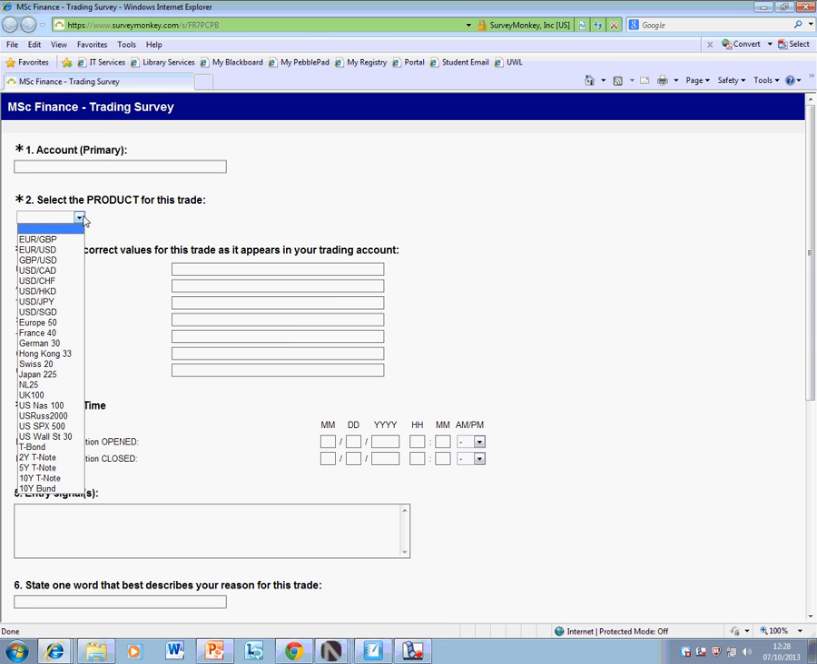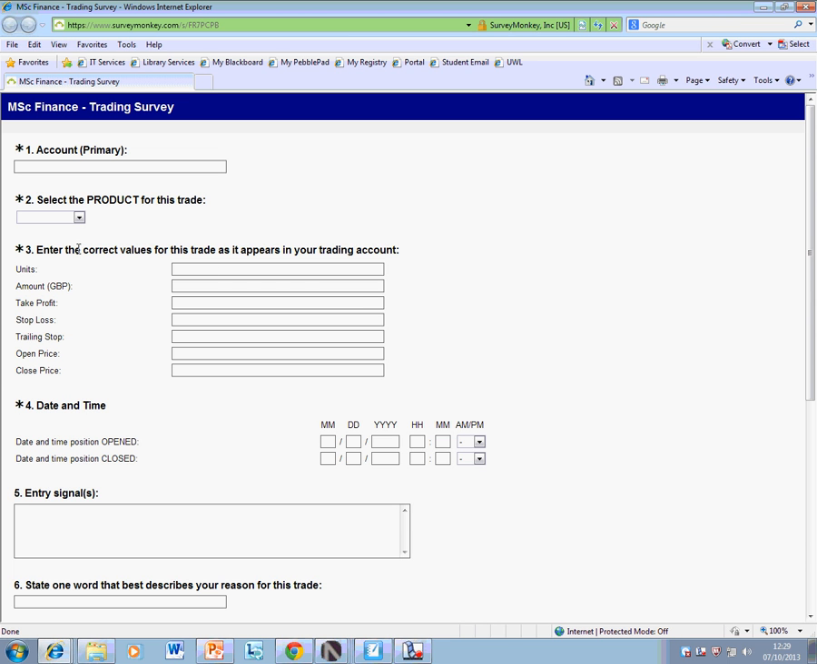You select the product that you traded. All the products you're allowed to trade are programmed into it, so keep in mind that you're not trading everything in Oanda. You should have customized your Oanda by now to trade the products that you're allowed to trade, so you need to choose the right product. Then you need to enter the correct values, things like how many units you traded, the amount you invested, the take profit level, the stop loss level, the trailing stop level, the open price, the close price. All these you can keep a record of.